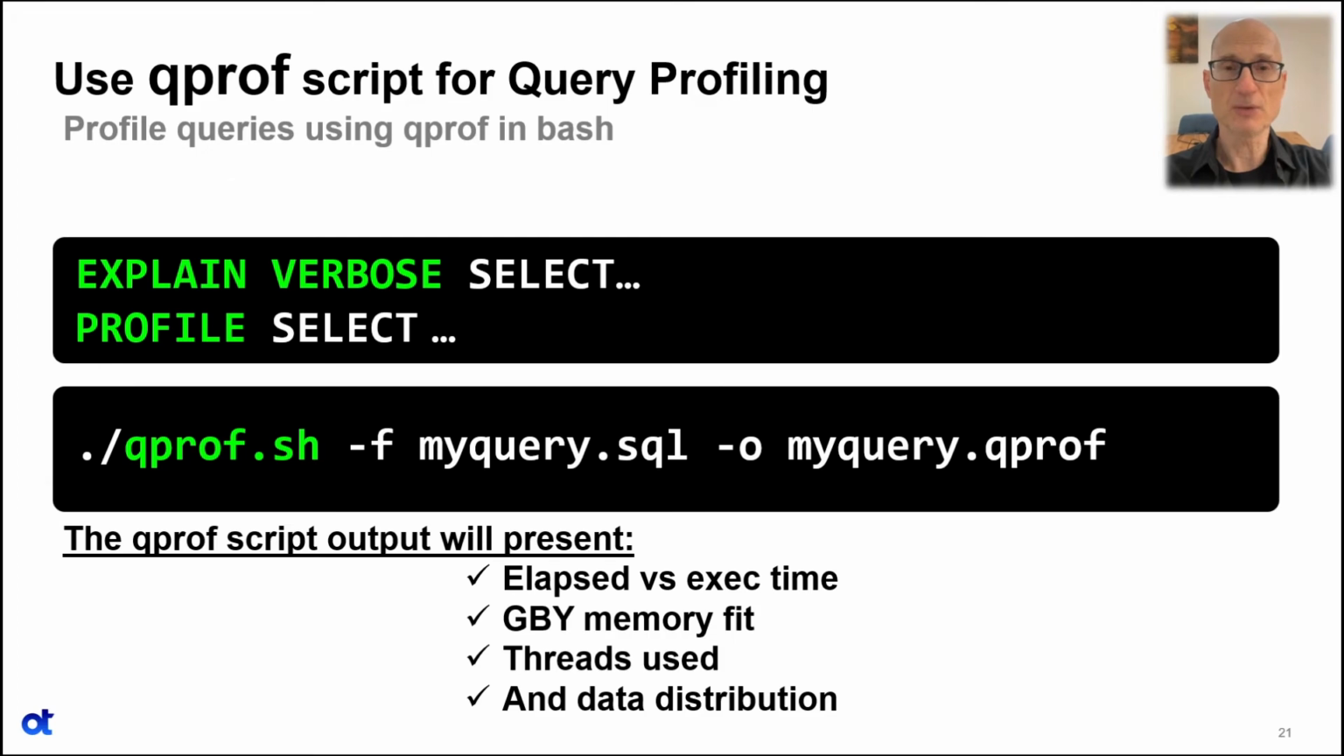To analyze query performance in detail and view an expanded query plan without execution, add EXPLAIN VERBOSE before a SELECT statement. To run and capture execution details, write PROFILE before the SELECT or DML statement like INSERT, UPDATE, COPY, and MERGE. For deeper insight, use the qprof script. It breaks down CPU versus system wait time, checks if GROUP BY fits in memory, shows thread usage, and examines data distribution. These insights help you detect performance bottlenecks and improve query efficiency.